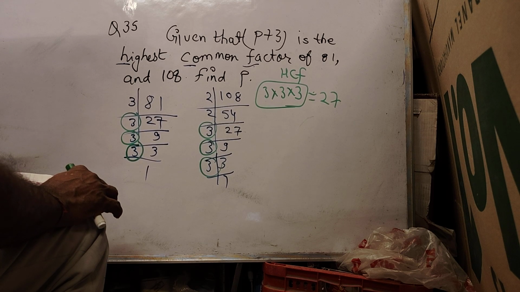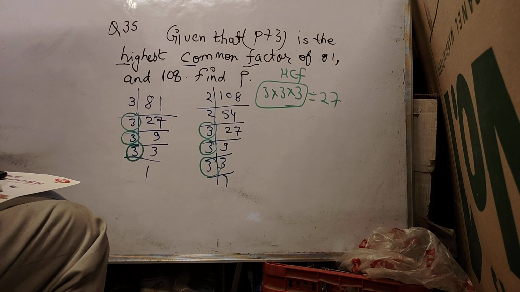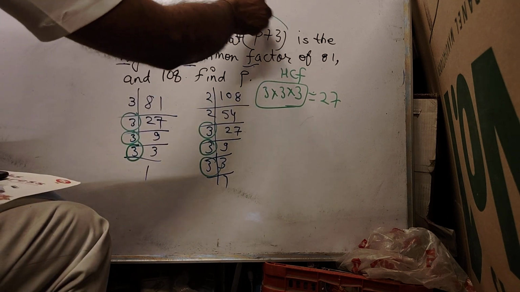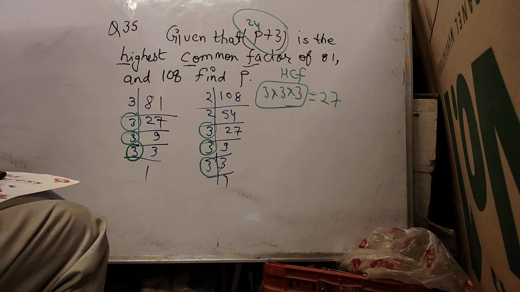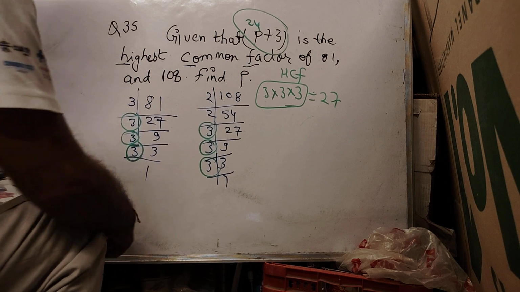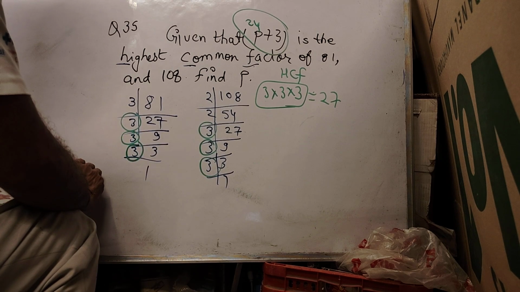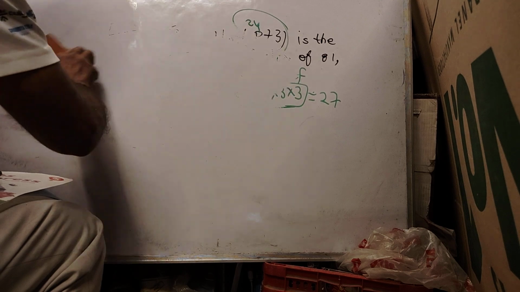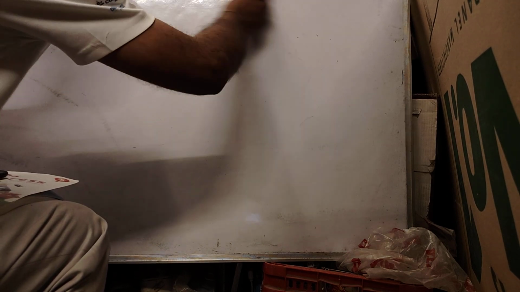So 24 would be it. Here 3 we replace with P, 24, so that it becomes 27, 24 plus 3. So that's why we have to make it 27. Otherwise the highest common factor is not 9, not 6. These are not highest. Highest is 27. So P is here 24.